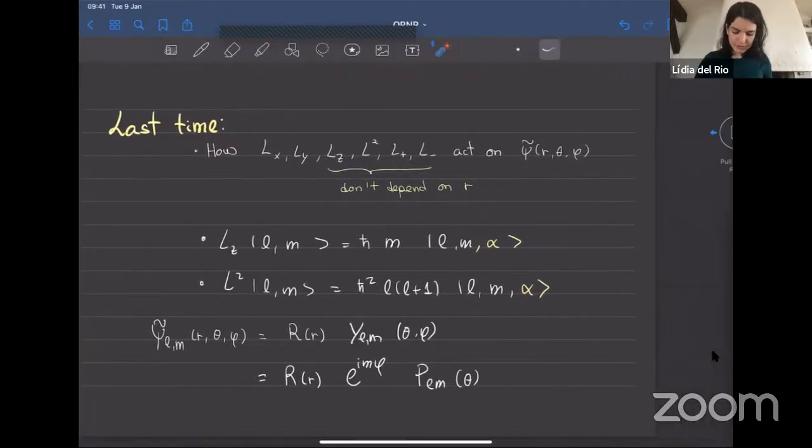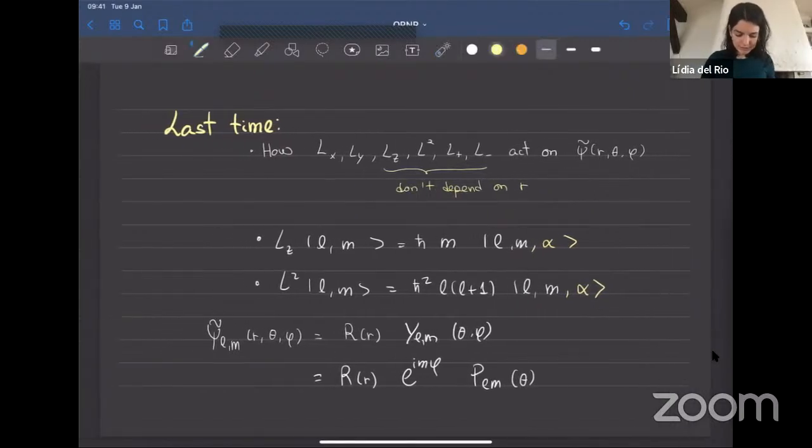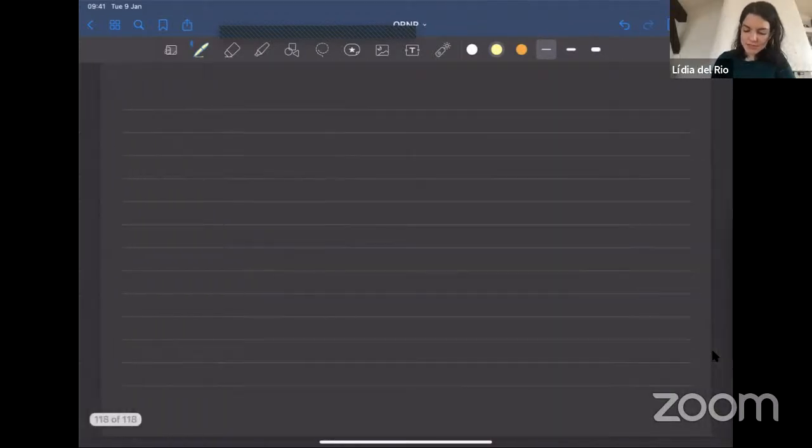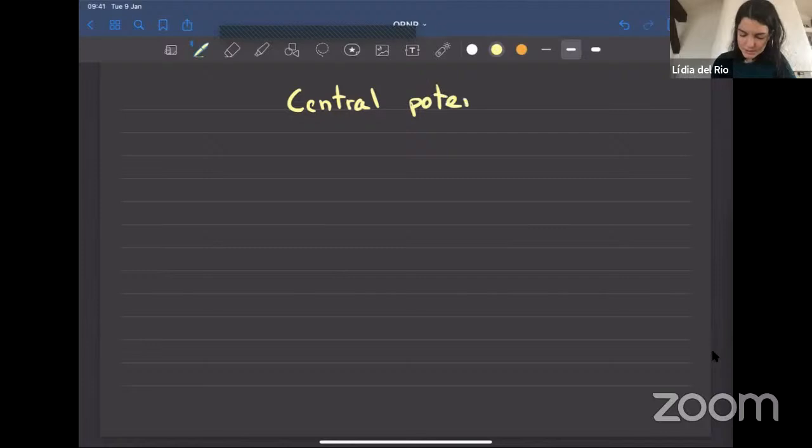Good. So here we could also have alpha. Okay, good. So now we're going to restrict ourselves to central potentials. What I mean by this is that if we have our Hamiltonian, you have the kinetic energy as usual, talking just about one particle for now, plus V of R. What does this mean?